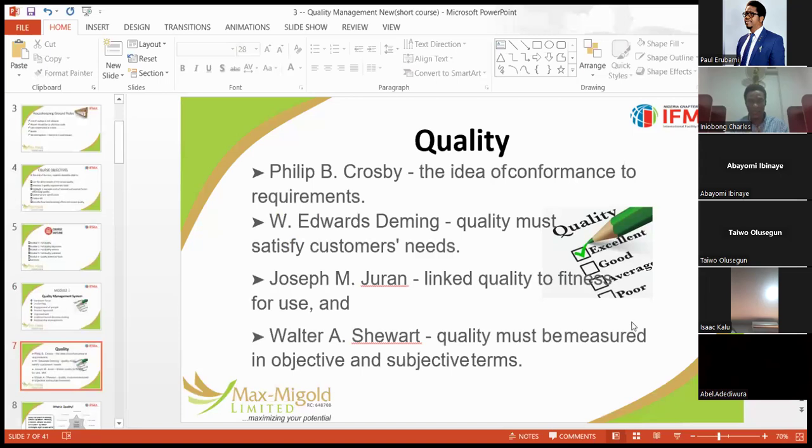Now, what is quality? A few people came up with the idea of quality. Crosby said that is the idea of conformance to requirements. Now, this person is saying that quality is all about conformance to requirements. If you have your customer requirements, for example, a customer issues you a PO stating all what he wants on that PO. Your job is to comply to those requirements. So that's quality for Crosby.